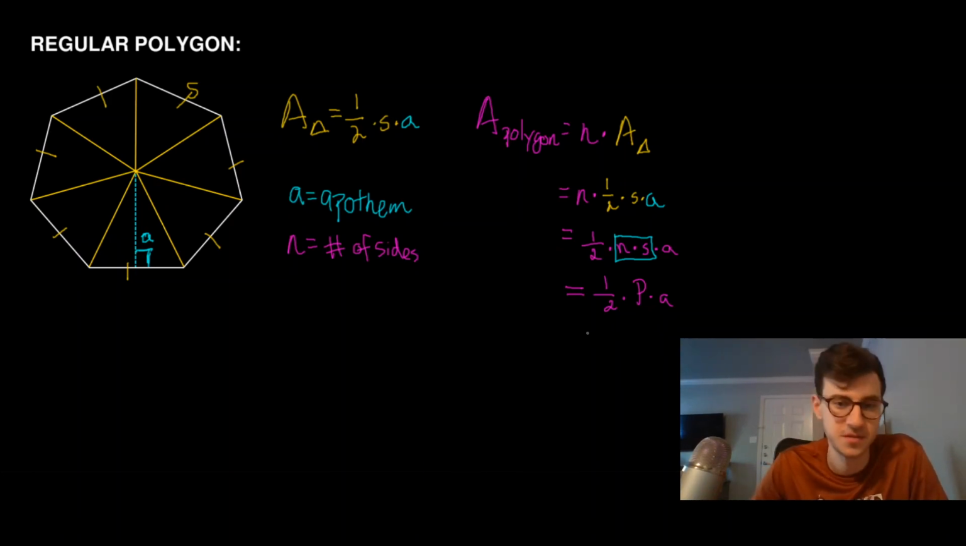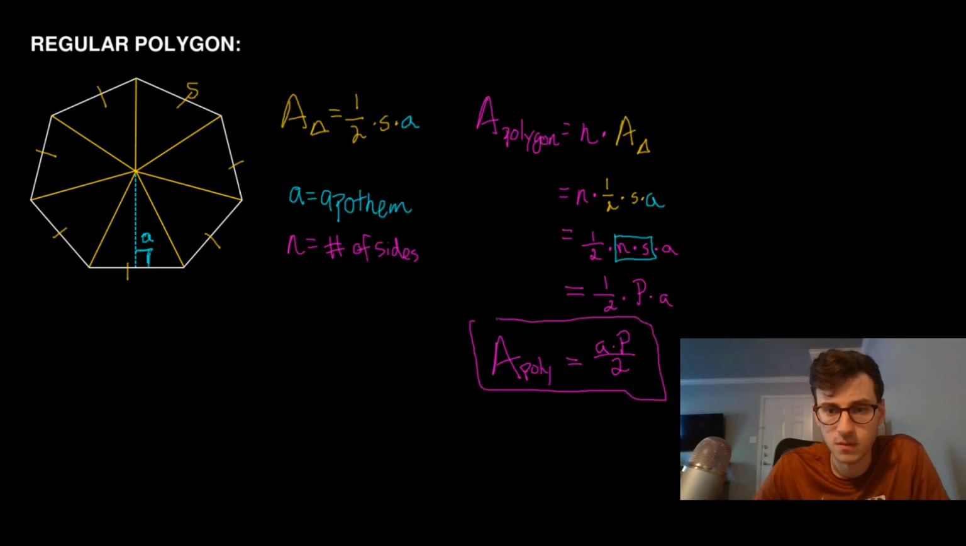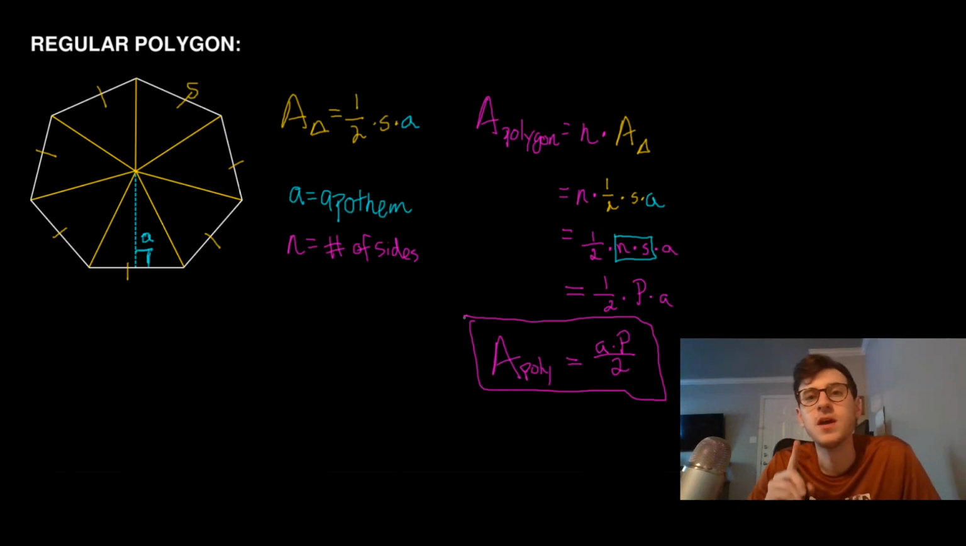Times the apothem. And so you maybe even could write that as the apothem times the perimeter divided by 2. And that's the area of the polygon. Yes, the area of the polygon is equal to 1/2 the apothem times the perimeter, or the apothem times the perimeter divided by 2.